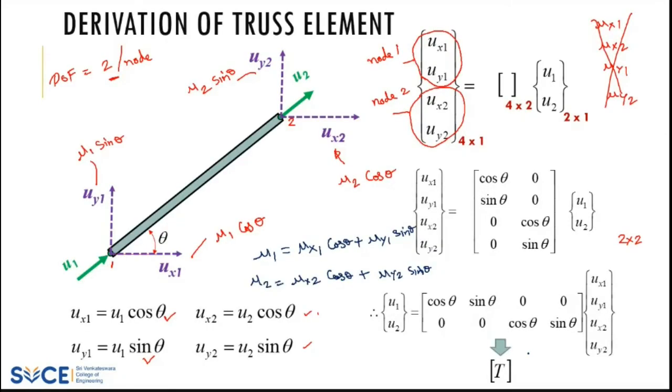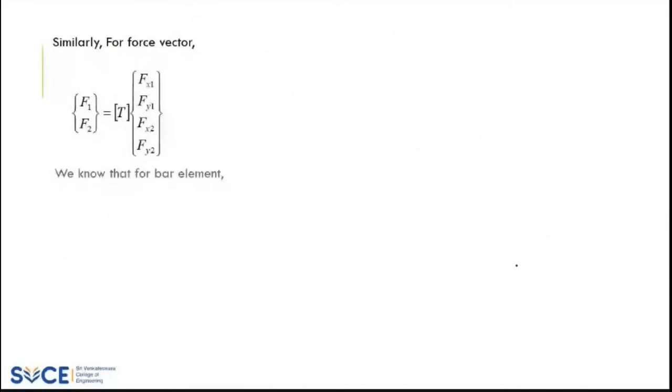The same procedure is also applicable for the force matrix. What is your force matrix? The force matrix F1, F2 is T times the same, similar to this. Instead of U, I am writing F. So you'll get the same thing. But we know that F is equal to K into U. My F is a 2 cross 1 matrix, my K should be a 2 cross 2 matrix, and your U is a 2 cross 1 matrix.